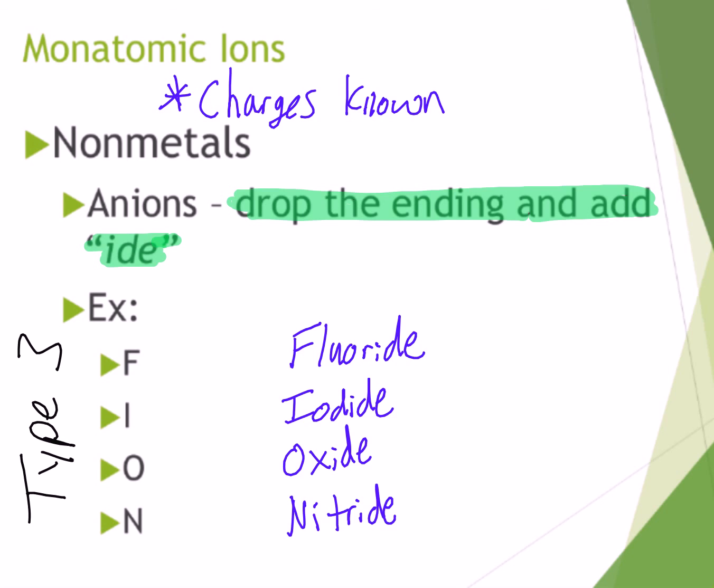All right, so those are our 3 rules, folks. Those are the 3 types. When they are by themselves as monatomic ions, type 1, 2, and 3, these are the rules that we follow.